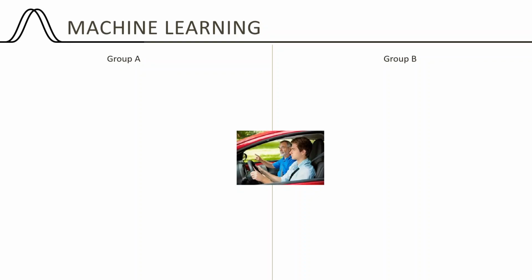Okay, guys, there's a question for you. Let's play a game. I have group A and group B. Here I have this picture, two people sitting inside a car. I want to know if I need to put this picture in group A or group B. I'm just trying to categorize the data images here. So where should I put this now? Group A or group B?